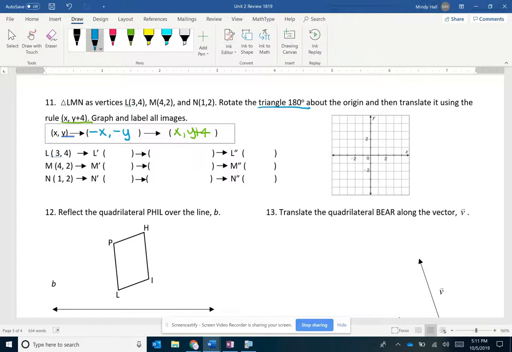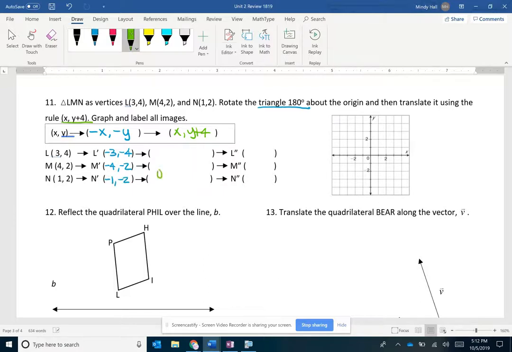So to start, we are just changing all of these values. So we have -x, -y. So L prime would be -3, -4. M prime would be at -4, -2. And N prime would be at -1, -2.